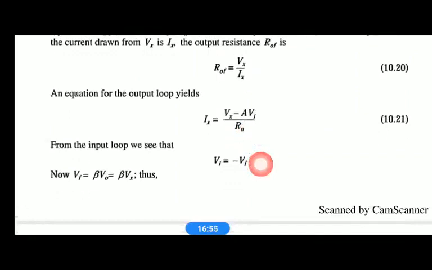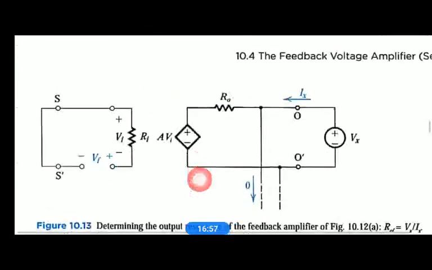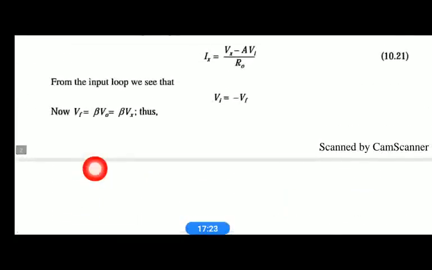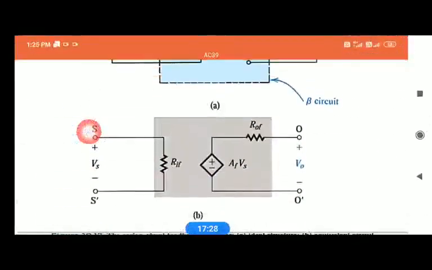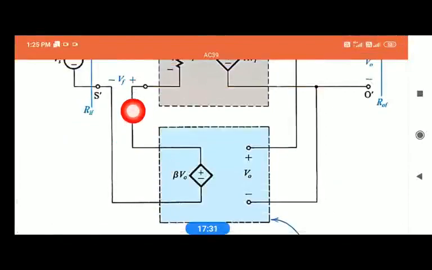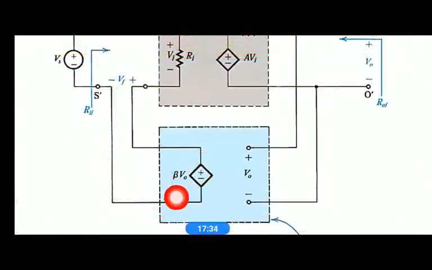From the input loop, you see that Vf is nothing but Vi, because this point is directly connected here, and this point is directly connected here. So whatever the voltage Vi, it is the same as Vf. But the negative terminal of Vf is connected to the positive of Vi and the positive to the negative. So Vf is reverse of Vi in polarity, but equal. Therefore Vi is nothing but minus Vf. We know that Vf is beta into V0.